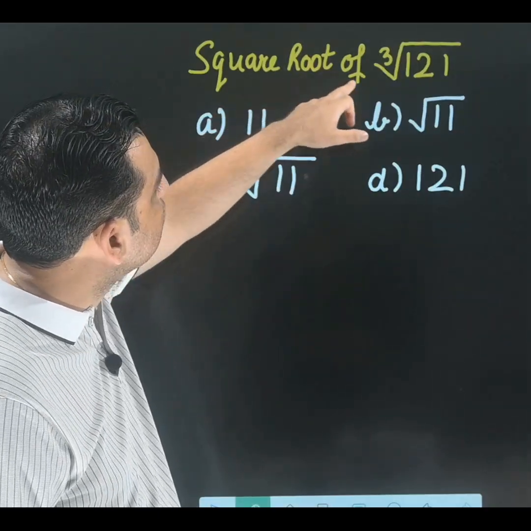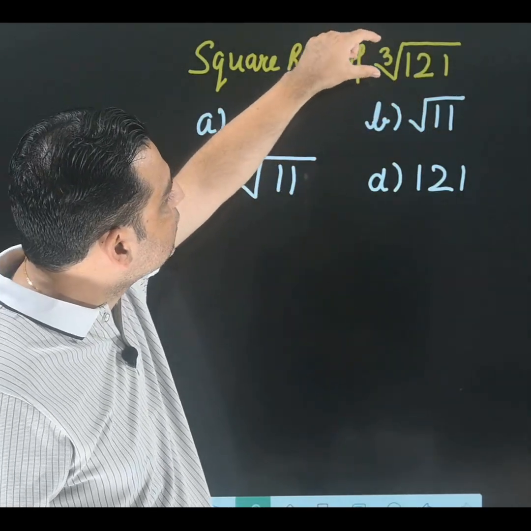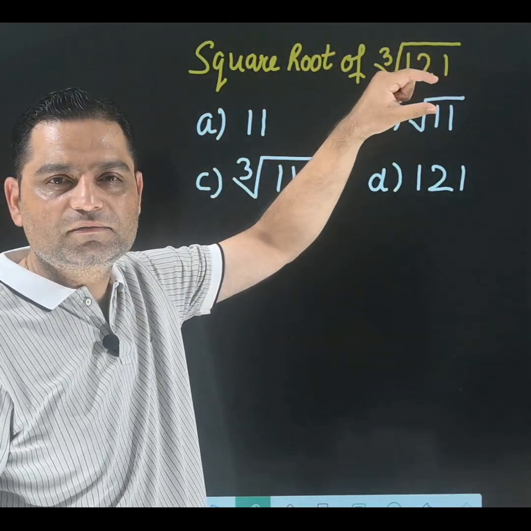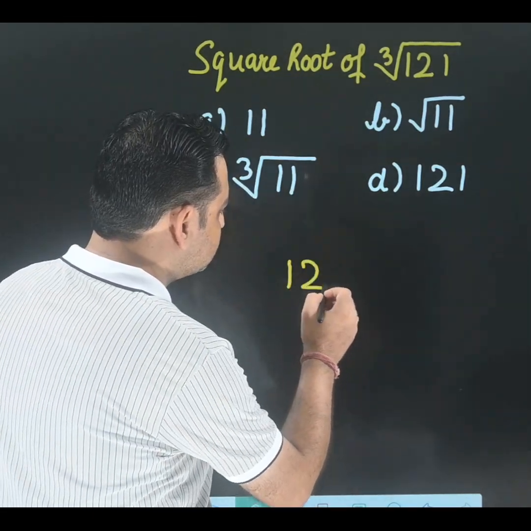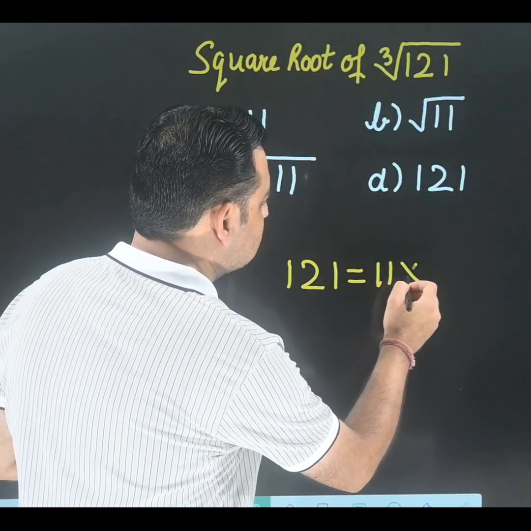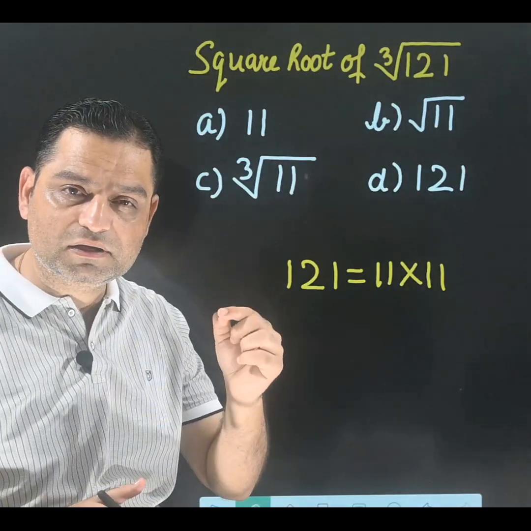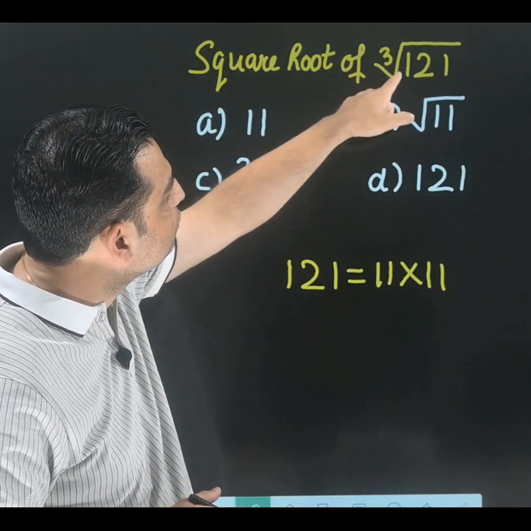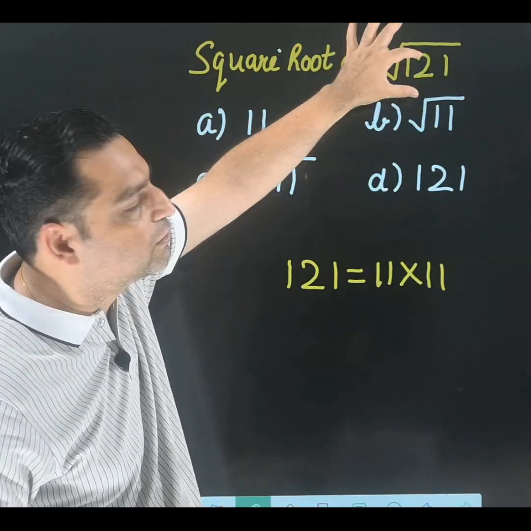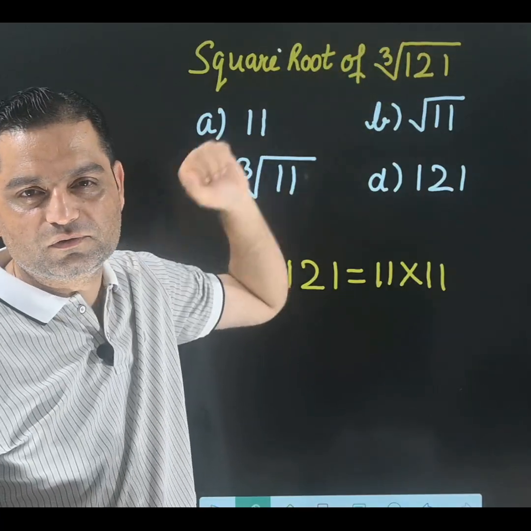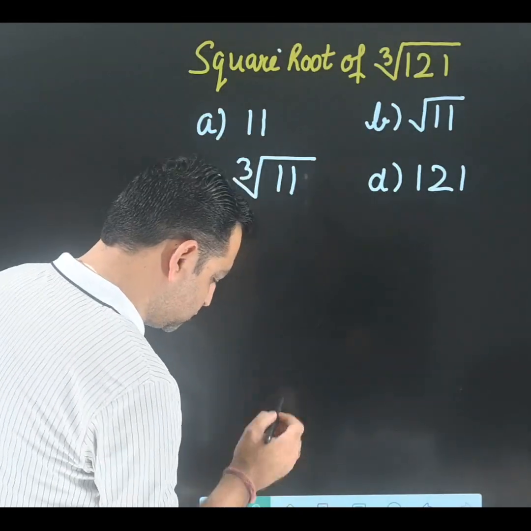What is asked? Square root of cube root of 121. If you check carefully, cube root of 121 is not a perfect cube. If you do prime factorization of 121, this is just 11 times 11, right? And why we are making this video: you cannot find the cube root of 121, but how this square root is related to this cube root, that is what we are going to learn. So we will clarify all the basics about this question.